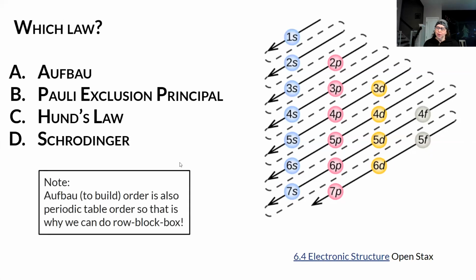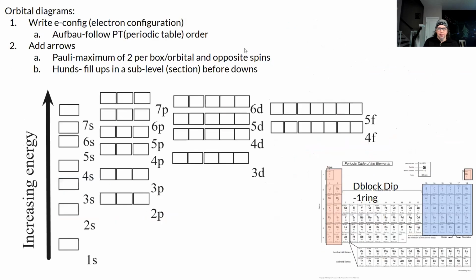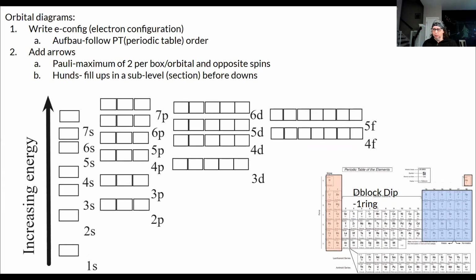What's really awesome is the periodic table goes in Aufbau order. So you do not have to write out this chart every time and use it. You can just use the periodic table to make sure you're not messing up your order. And again, that's Aufbau order. So let's do a couple more here. This time we're going to do some orbital diagrams too, and we'll get to that after we draw out the electron configuration first.